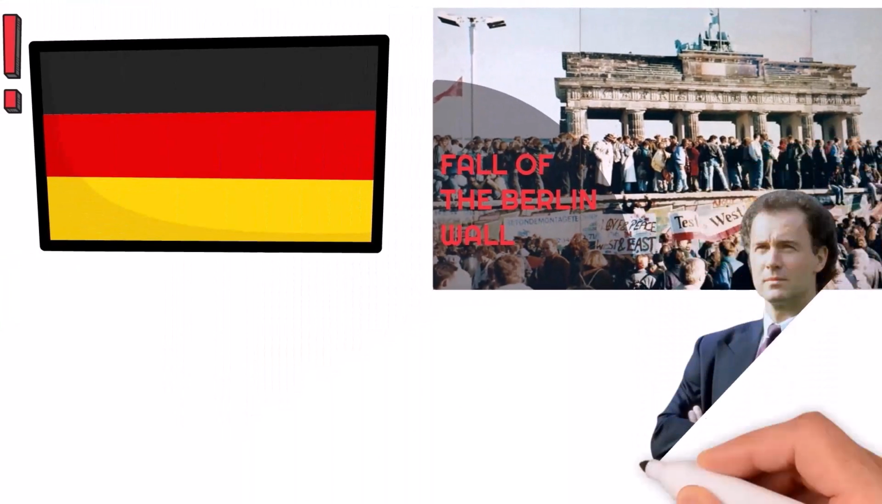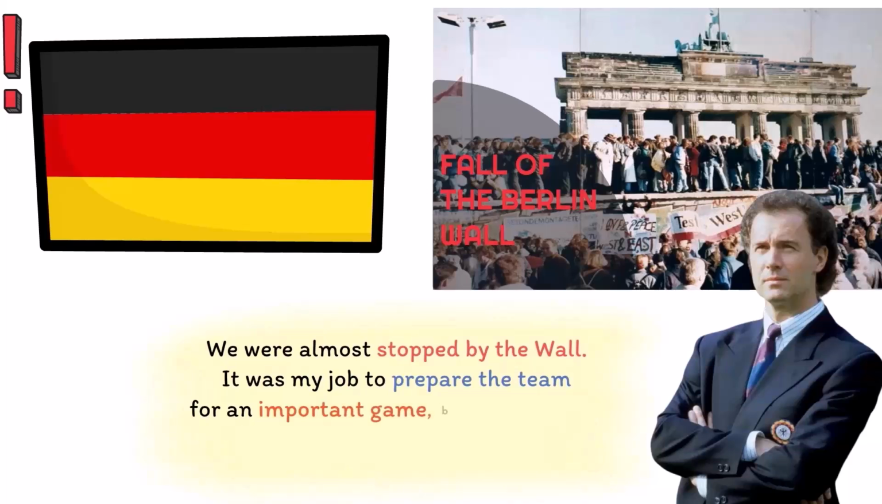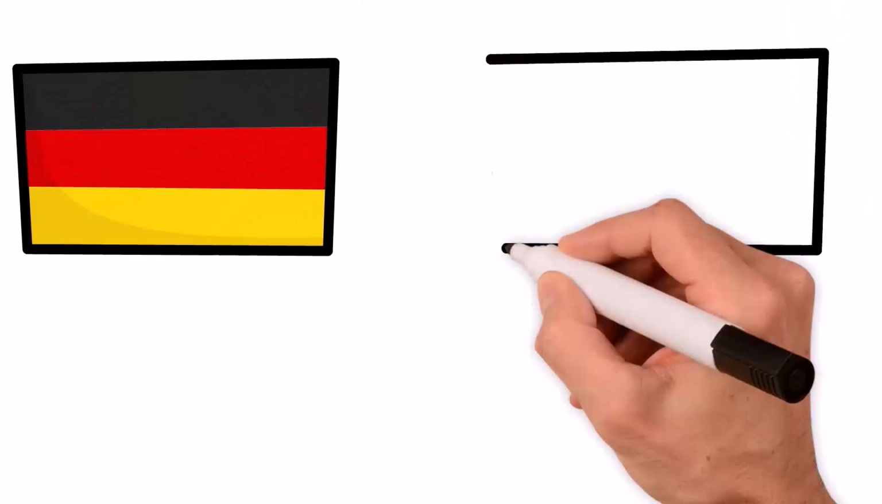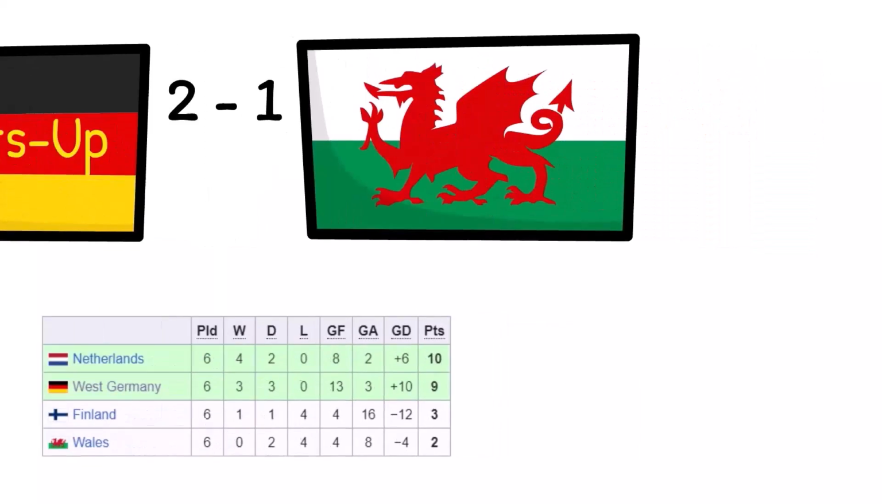German manager Franz Beckenbauer later said, "We were almost stopped by the wall. It was my job to prepare the team for an important game." But suddenly, the focus was gone. West Germany beat Wales 2-1 in their final game, but finished second to the Dutch. Germany qualified as one of the best runners-up.